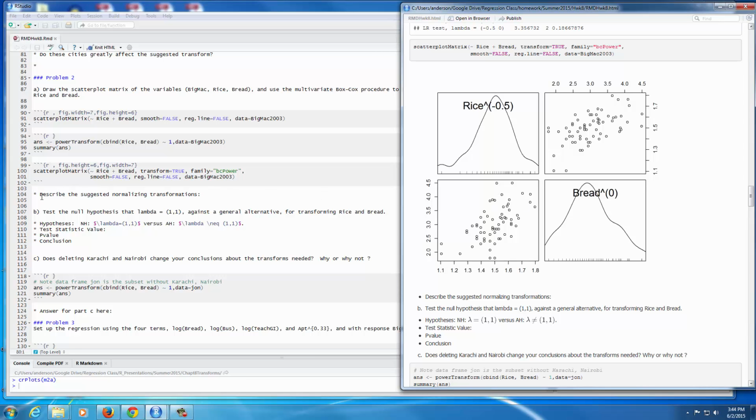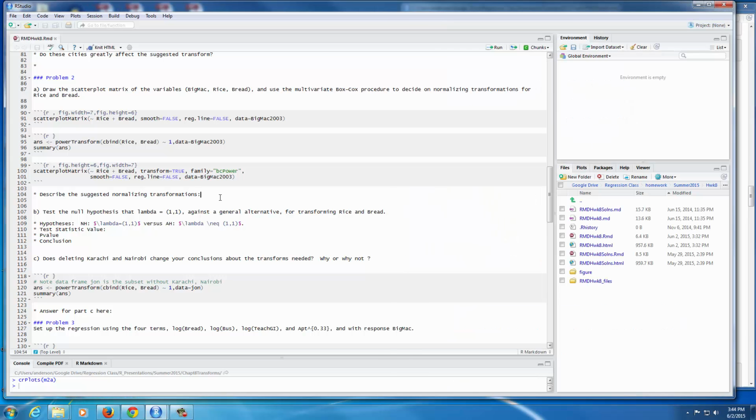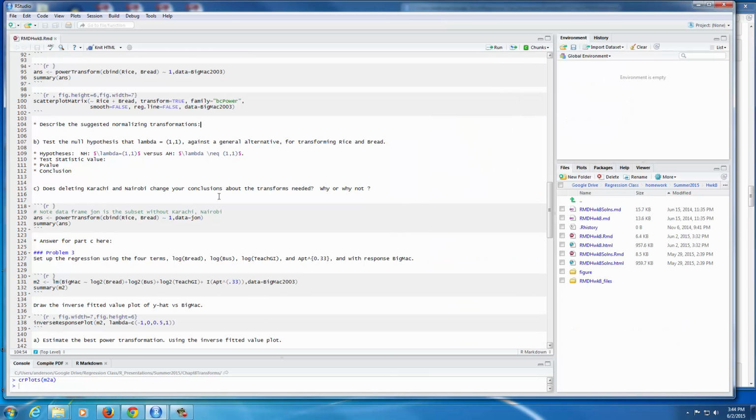So in line 104, you are supposed to tell me about what transforms are suggested for rice and for bread. And you should be able to tell from either the transformed scatterplot matrix or the power transform output about what should be suggested. In part B, you are to test the null hypothesis that the suggested transforms for rice and bread are 1 and 1 for the lambda vector. In other words, don't do anything to the transforms of rice or bread.